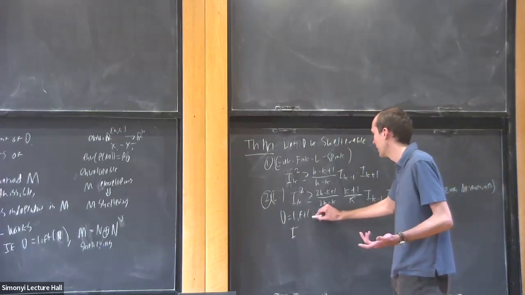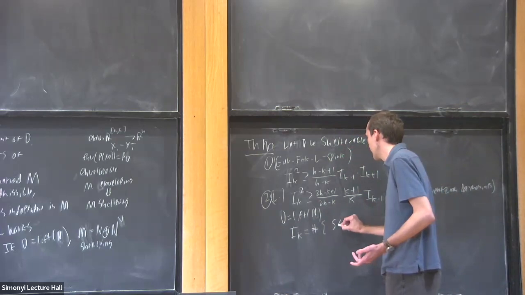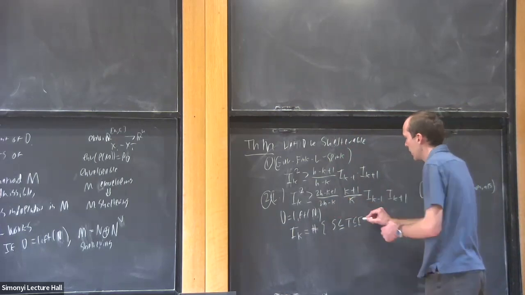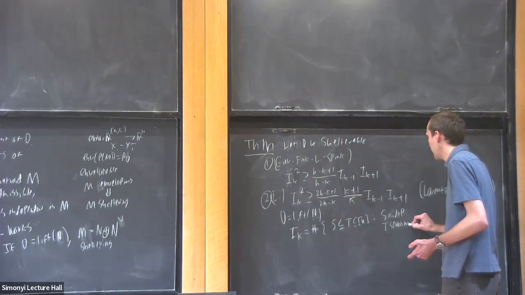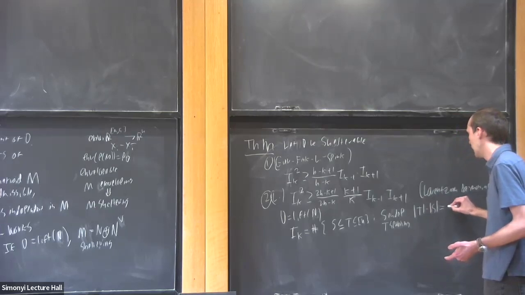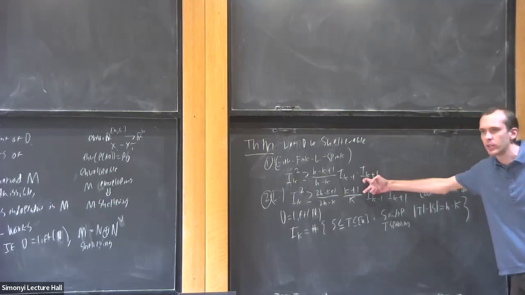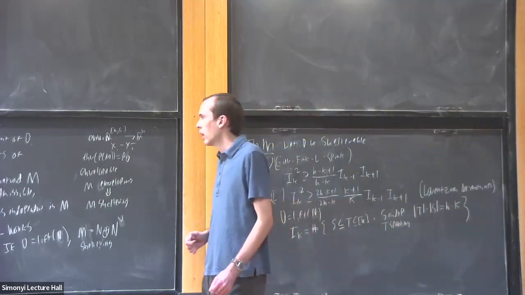Then i_k is equal to the number of pairs S contained in T in your matroid, contained in 1 through n, so N is a matroid on 1 through n. The condition is that S is independent, T is spanning, and the size of T minus the size of S is equal to n minus k. So we proved that this sequence associated to any matroid is log-concave.